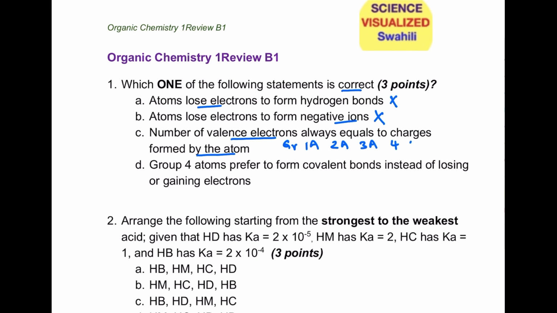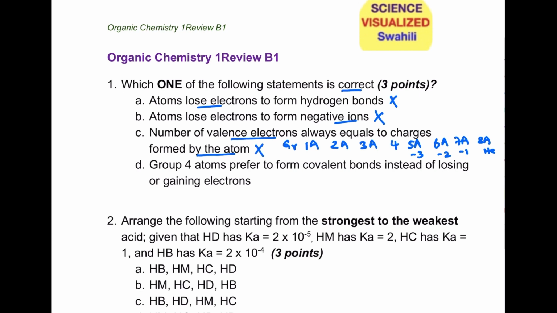And then when you go to group number 5A, the charge there becomes -3, and then number 6A becomes -2. Number 7A, like chlorine, bromine, becomes -1. And then group number 8A are inert gases like helium. They don't have a charge. So that is not correct.